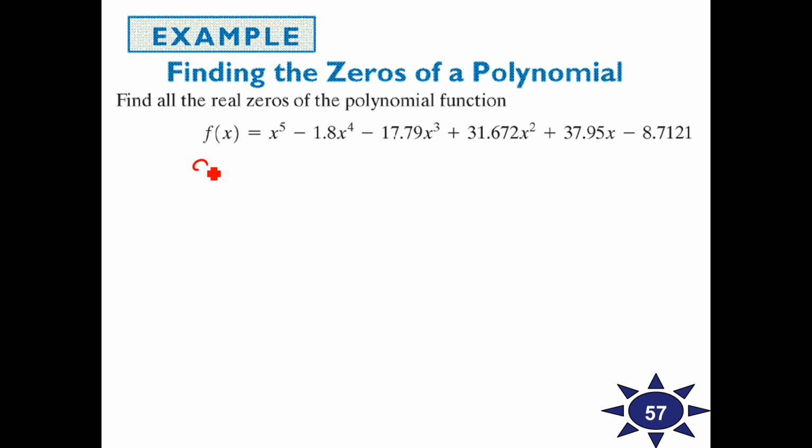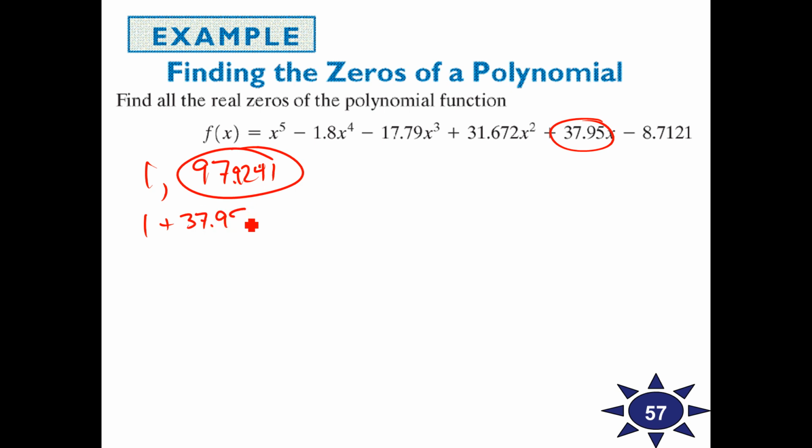37.9241. Now, compare that to 1, and obviously this is the maximum. And then 1 plus, what's the biggest number on the list? 37.95. So we get 38.95. So where are our bounds? Our bounds are going to be between negative 38.95 and 38.95. Alright, so let's go to the graphing calculator.